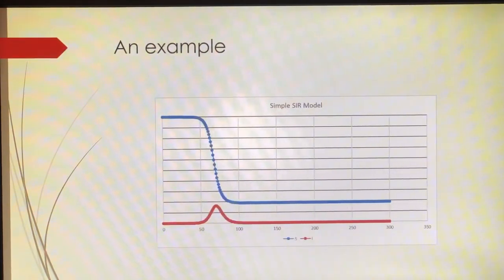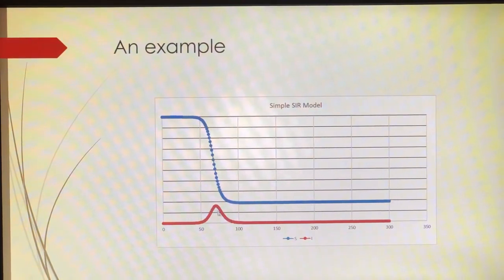So let's go back and look at one of the examples that we did earlier from the Excel spreadsheet that I used to motivate some of the modeling that we did earlier in the class. The red line is the number of current infections in the population, and this blue curve is the fraction of susceptible people in the population.